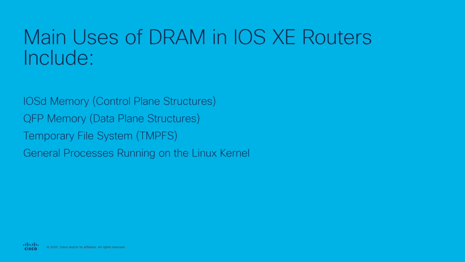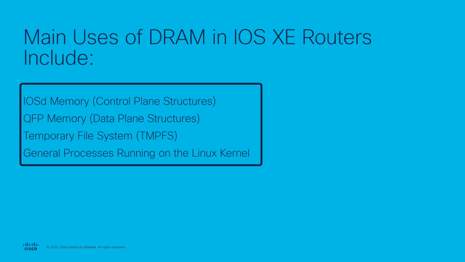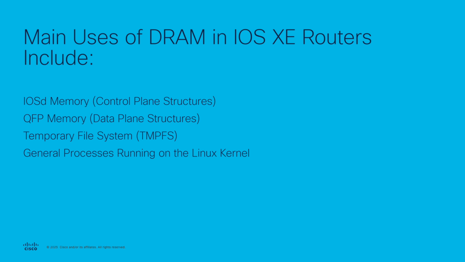In Cisco IOS XE routers, DRAM is one of the most important resources that support core functionality. DRAM is employed to store different data types and processes, and feature information that is essential for both the control plane and the data plane operations. Main uses of DRAM in IOS XE routers include IOSD memory, QFP memory, temporary file system, and general processes running on the Linux kernel. High memory utilization of greater than 85% typically indicates significant DRAM consumption, which can impact router performance.